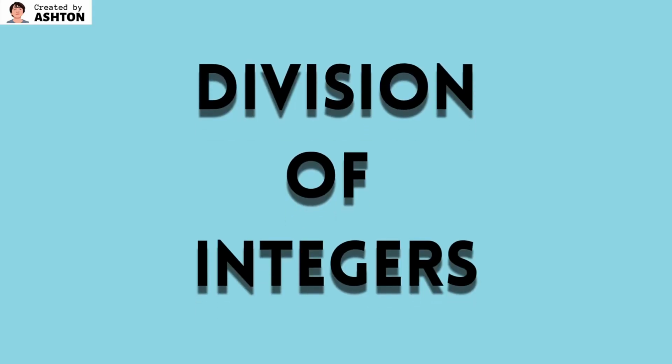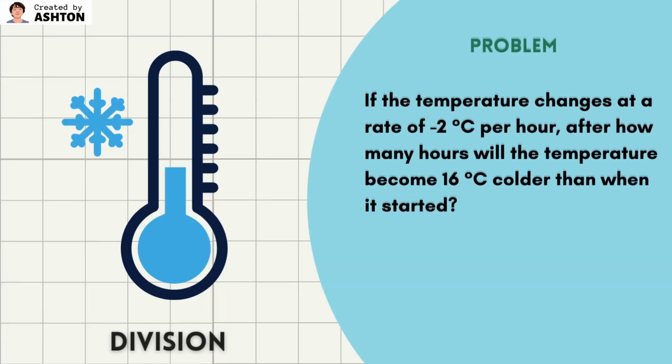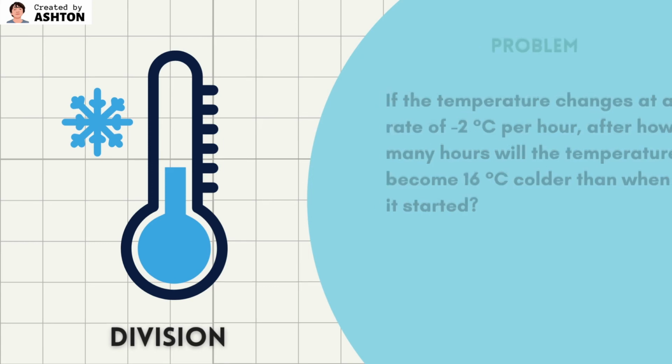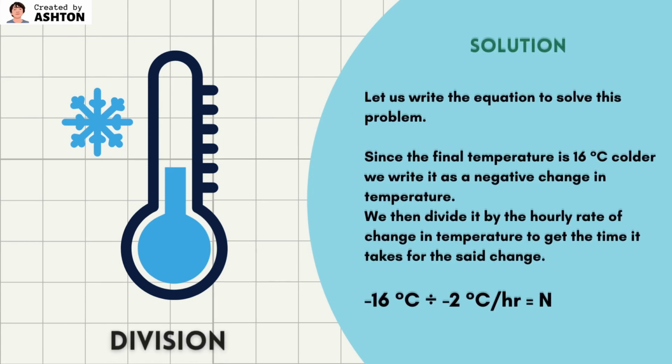Division of integers. If the temperature changes at a rate of negative 2 degrees Celsius per hour, after how many hours will the temperature become 16 degrees Celsius colder than when it started? Let us write the equation to solve this problem. Since the final temperature is 16 degrees Celsius colder, we write it as a negative change in temperature.